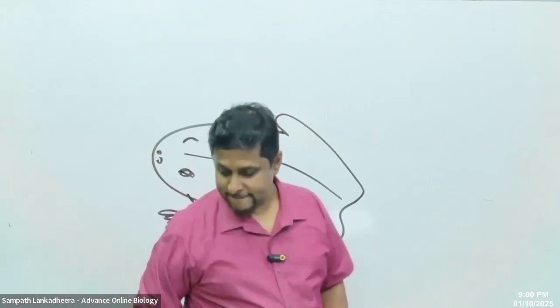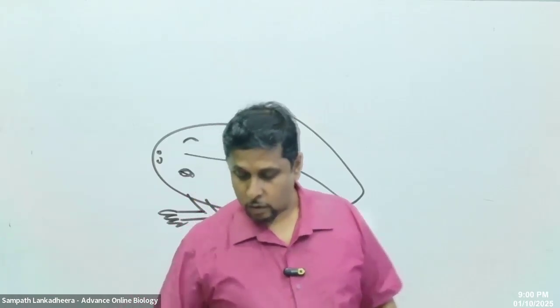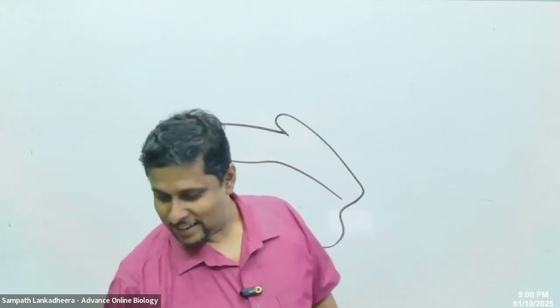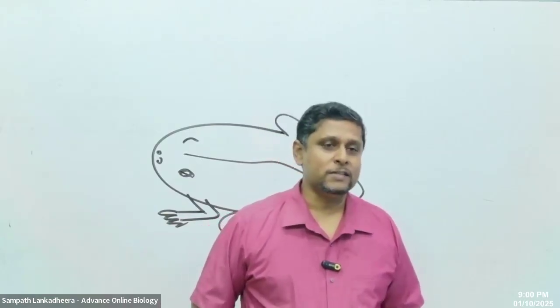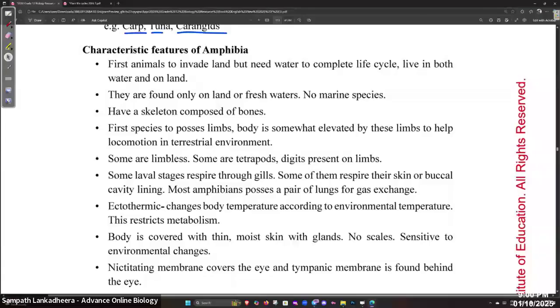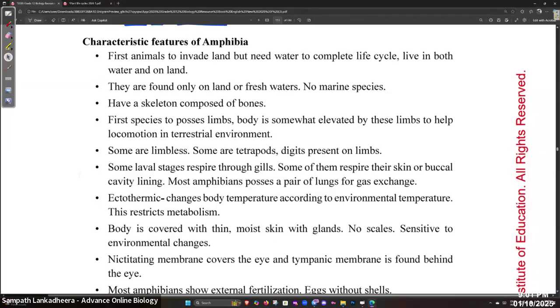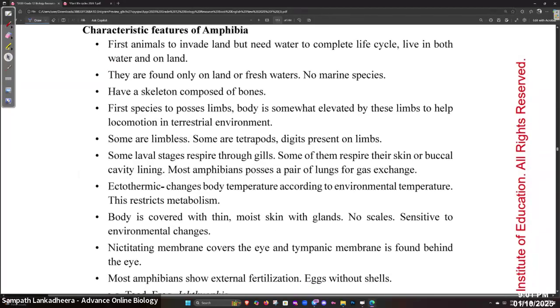They are the first animals to invade the land environment. Need water to complete the life cycle. They can't complete the life cycle on land because they have external fertilization. They are found only on land or freshwater, no marine. That's a special feature. None of them are marine.